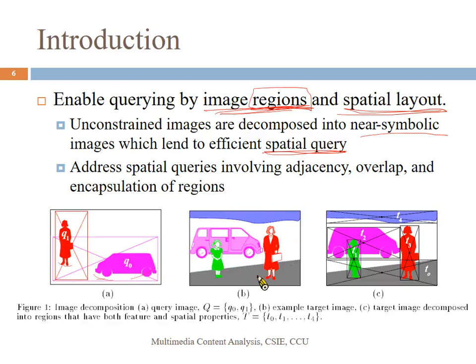And here is maybe an example target image. If we don't care about the exact spatial location, we just find the images that have a person in red and a car in pink, so that this image can be retrieved. Okay, so here is the detailed information about these images. We may be able to detect the objects and their locations, as well as their spatial properties. So this is the goal of this system.